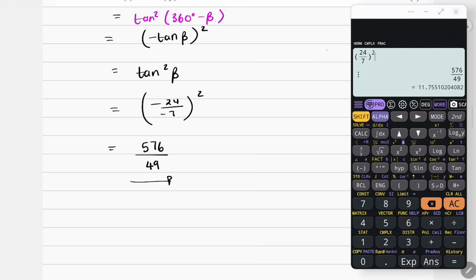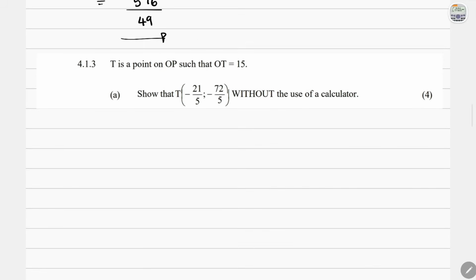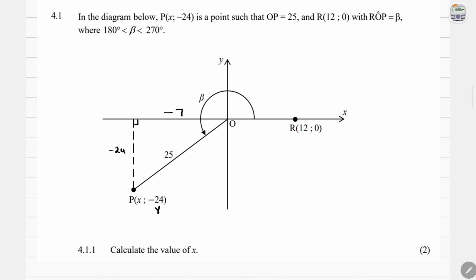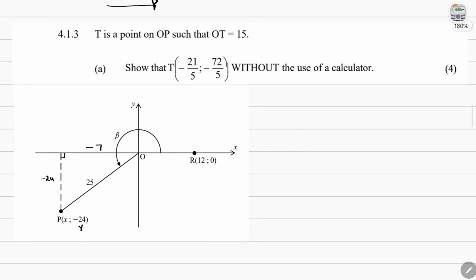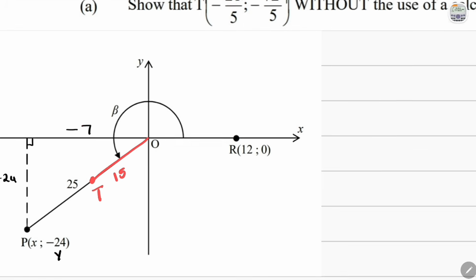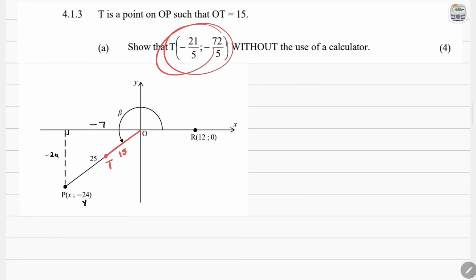Moving on to the next question. Question 4.1.3 says, T is a point on OP such that OT is equal to 15. This refers to this diagram, and I'm just going to bring it down. So T is a point on OP such that OT is equal to 15, from O to T. And the question is to show that the coordinates of T are (negative 21 over 5, ...) without the use of a calculator.